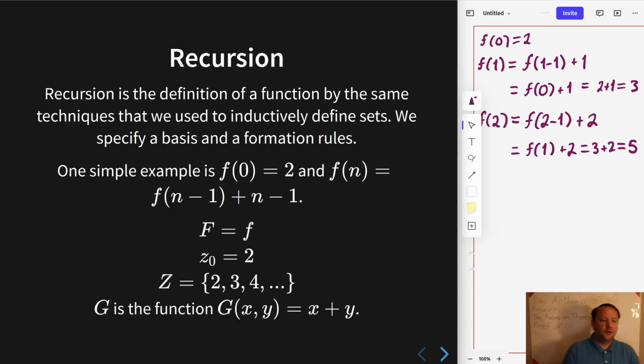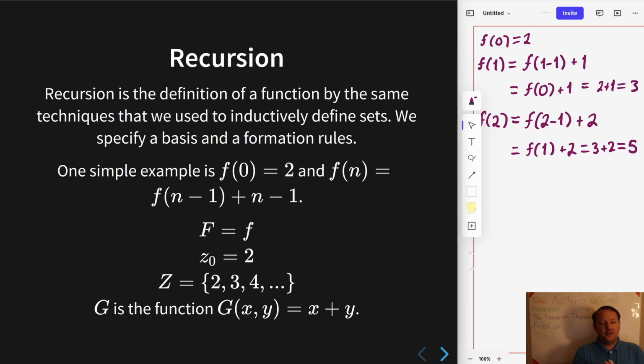Now, what I'm showing on the slide is, on the right-hand side, the particulars of this example, and on the left-hand side, the symbols that we will use to talk about them in general. So while here, this particular example, I'm writing as little f, in general, we will write big F for the function that is being defined by recursion. Here, my initial value is 2. In general, we will write that as z sub naught, or z naught.